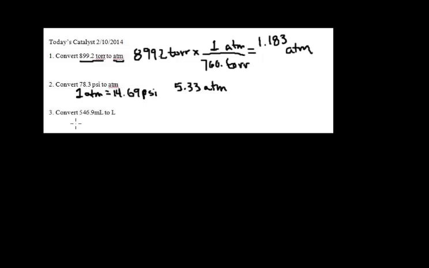And then the last one, it also would be the same setup. This is your given, this is your unknown. What you had to know here was that 1 liter is equal to 1,000 milliliters. And so you would have done the exact same setup here. And so this answer would be 0.5469 liters. That should be L there. So that's our catalyst, and these conversions are going to be very important today.